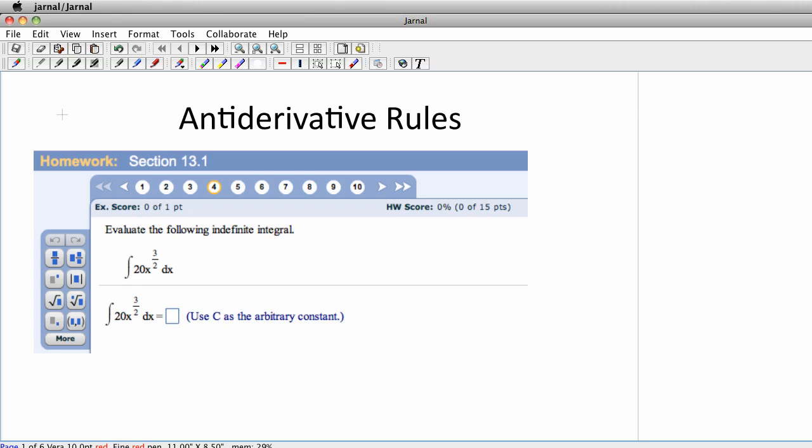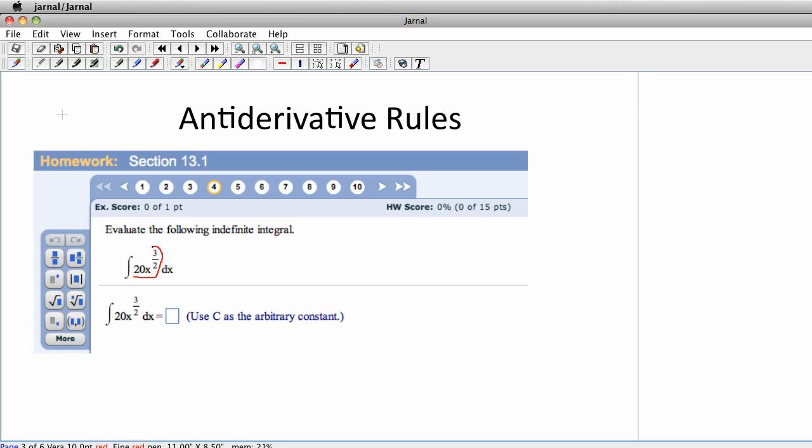So this first question has a power of x that's a fraction, which, I know, causes some problems when we're taking derivatives, so we know we have to take extra care while we're trying to answer these antiderivative questions. Again, the idea here is I want to find an f of x whose derivative is 20x to the 3 halves.